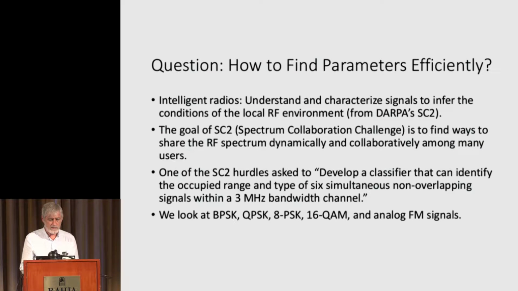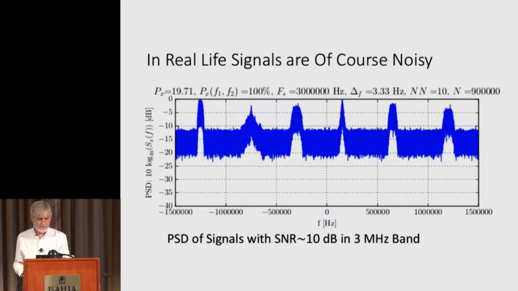So we were looking at BPSK, QPSK, 8PSK, 16 QAM, and analog FM signals. We could have extended it to, say, 64 QAM or so, but we just wanted to have a reasonable variety of things for the purposes of figuring out how we can find the parameters of those signals efficiently.